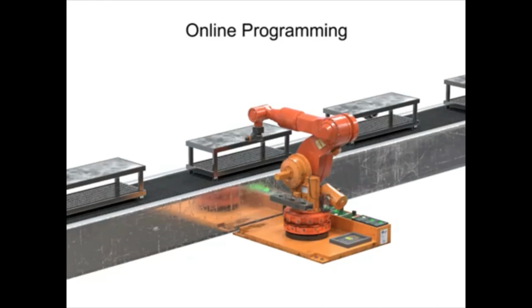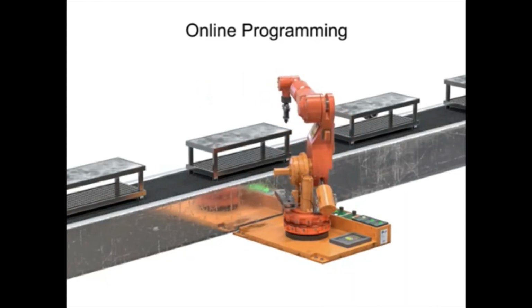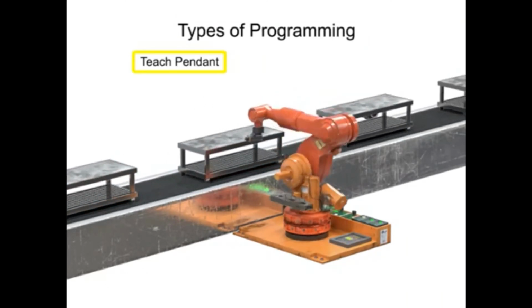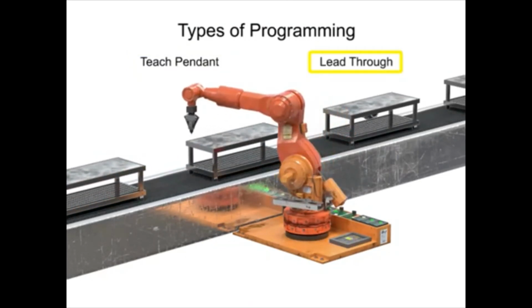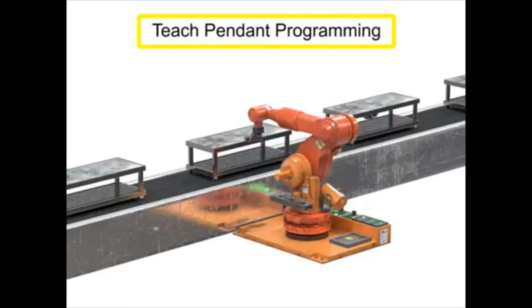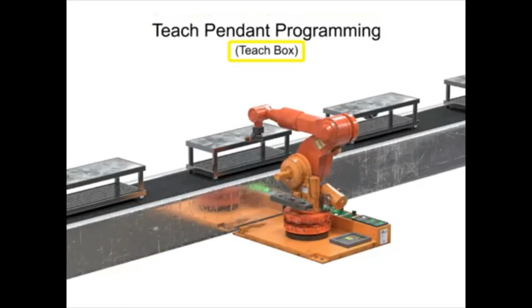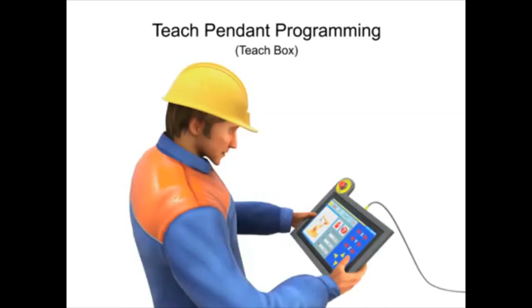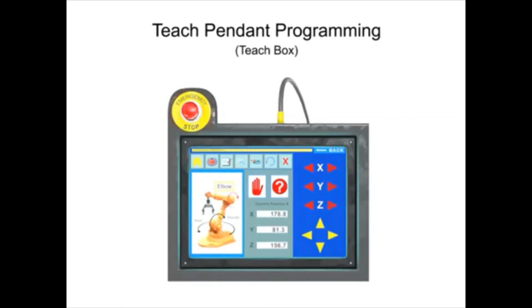Online programming occurs when the robot is online or in an operational mode. The 2 types of programming we will discuss here are teach-pendant programming and lead-through programming. A teach-pendant, also called a teach box, is a handheld control and programming unit connected to the robot via a cable. Teach pendants can be touchscreen, keyboard, joystick, or other computer interface. All typically have an emergency stop button since the robot is operating with the technician in the work envelope. More modern teach pendants can also be wireless.